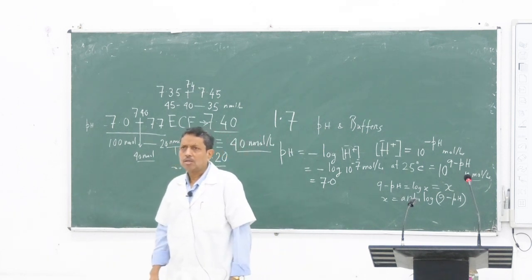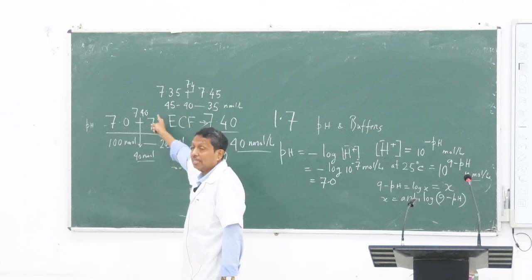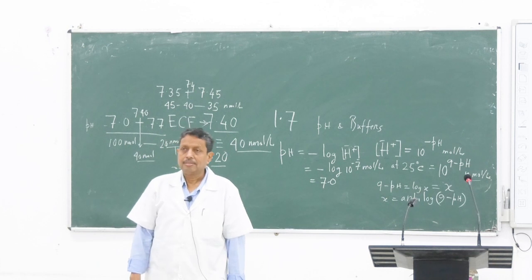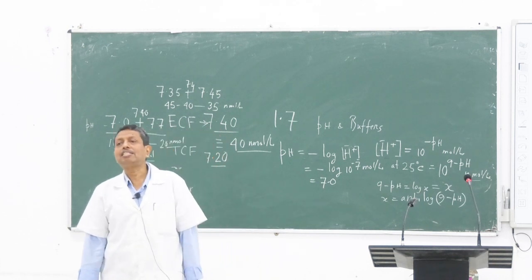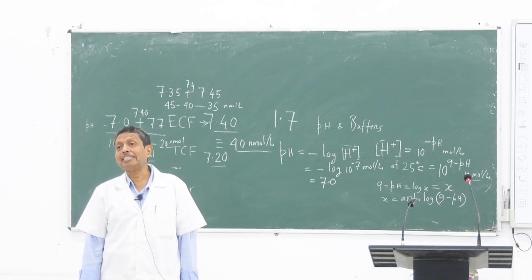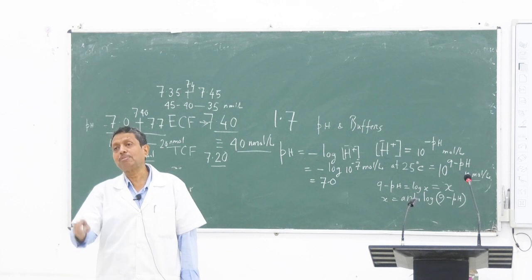Since it is a negative logarithm, whenever the pH decreases, there is an increase in the hydrogen ion concentration. When the pH is 6.0, there is 10 times the hydrogen ion concentration in comparison to pH 7.0. When you compare to pH 8.0, it is 10 times less than that of pH 7.0.